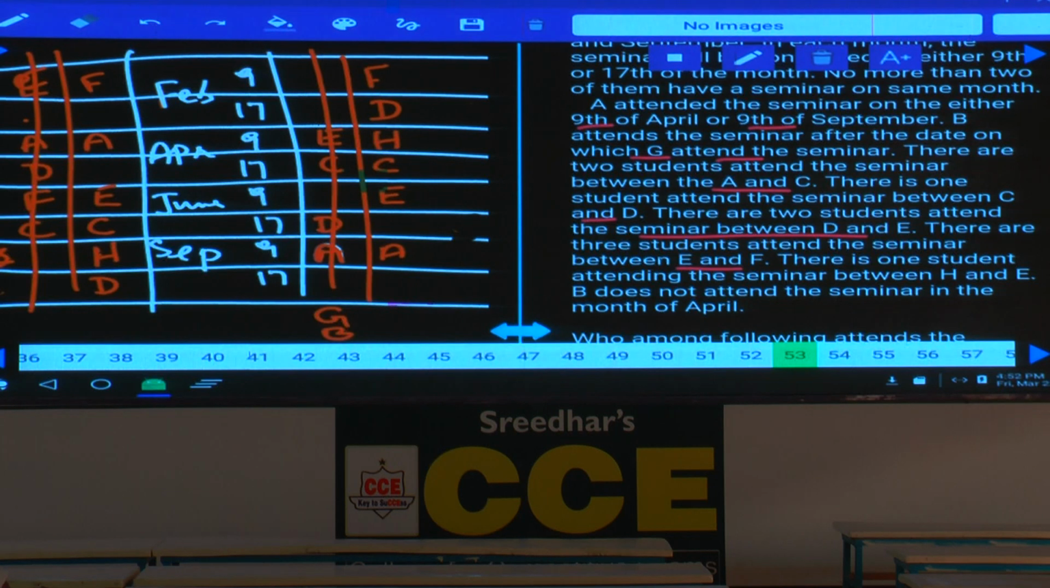Then B does not attend the seminar in the month of April. As B does not attend in April, and G is before B, isn't it? Now G is before B, so G is here, and B will be here. Done with this? Then what is the information here? B does not attend the seminar in the month of April. Now in this case, B attends the seminar in April, so this case is also ruled out. Finally, we are left with only this case. Done with this?